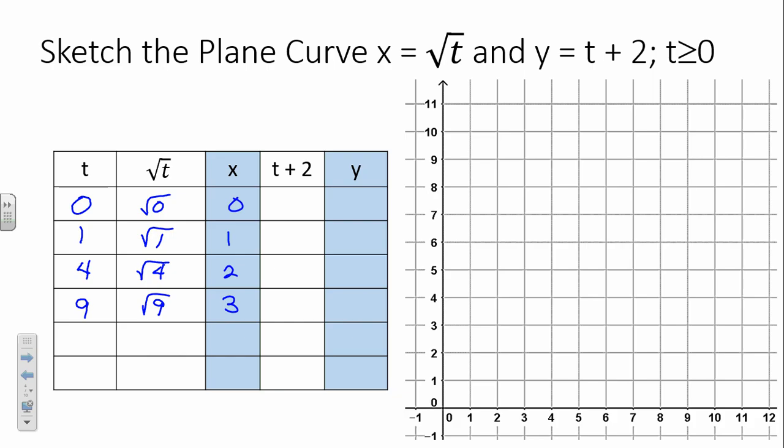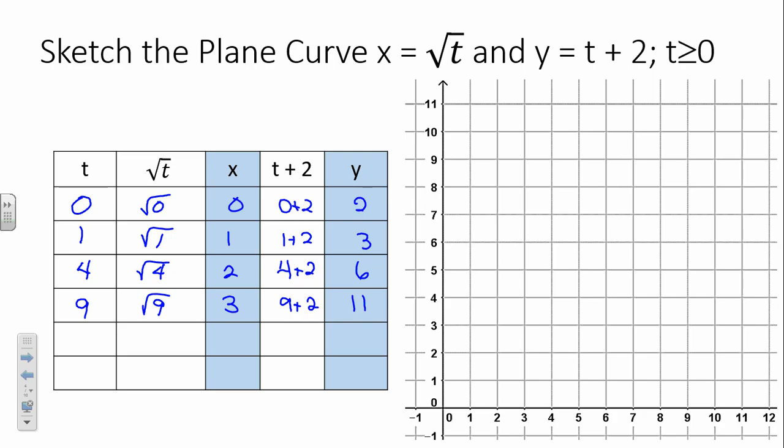Okay, now we're going to plug in numbers like 0, 1, 4, and 9 again, right? But this time, when we plug these in, we're going to have a 0 plus 2, a 1 plus 2, a 4 plus 2, and a 9 plus 2. So we'll have 2, 3, 6, and 11.